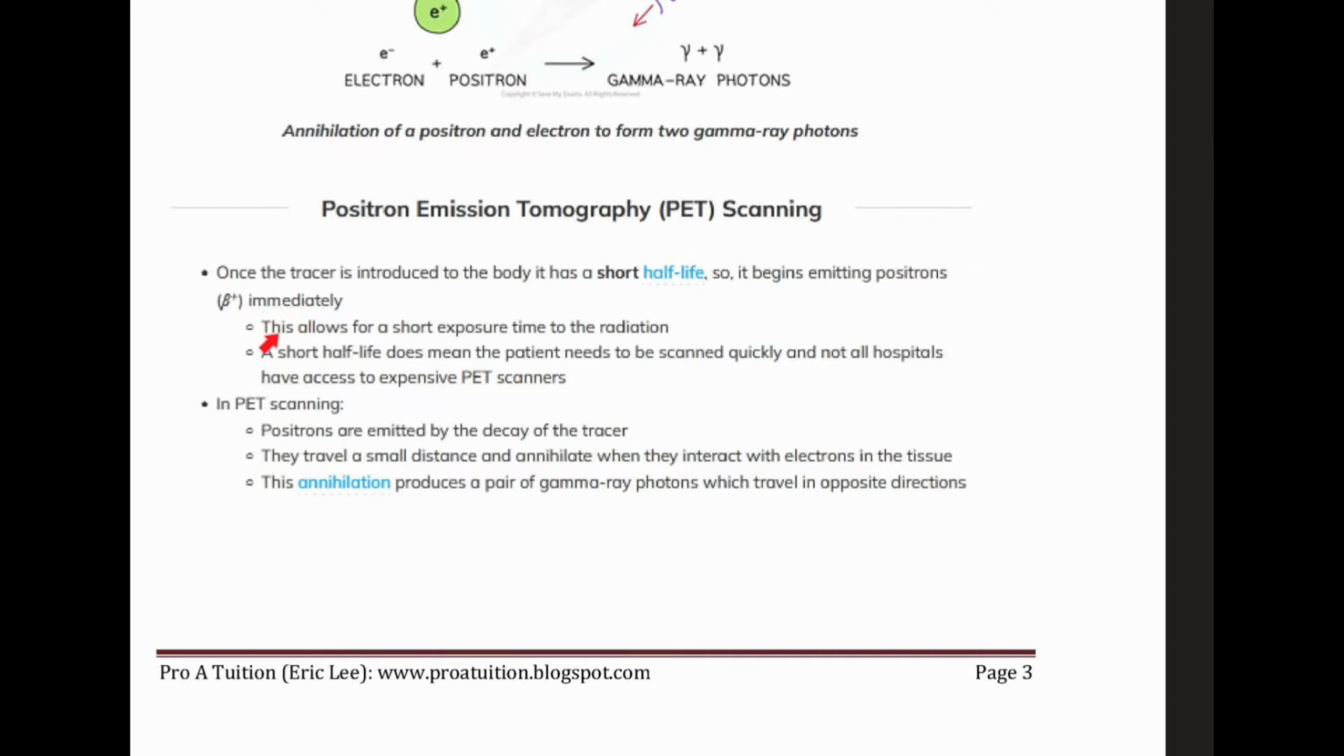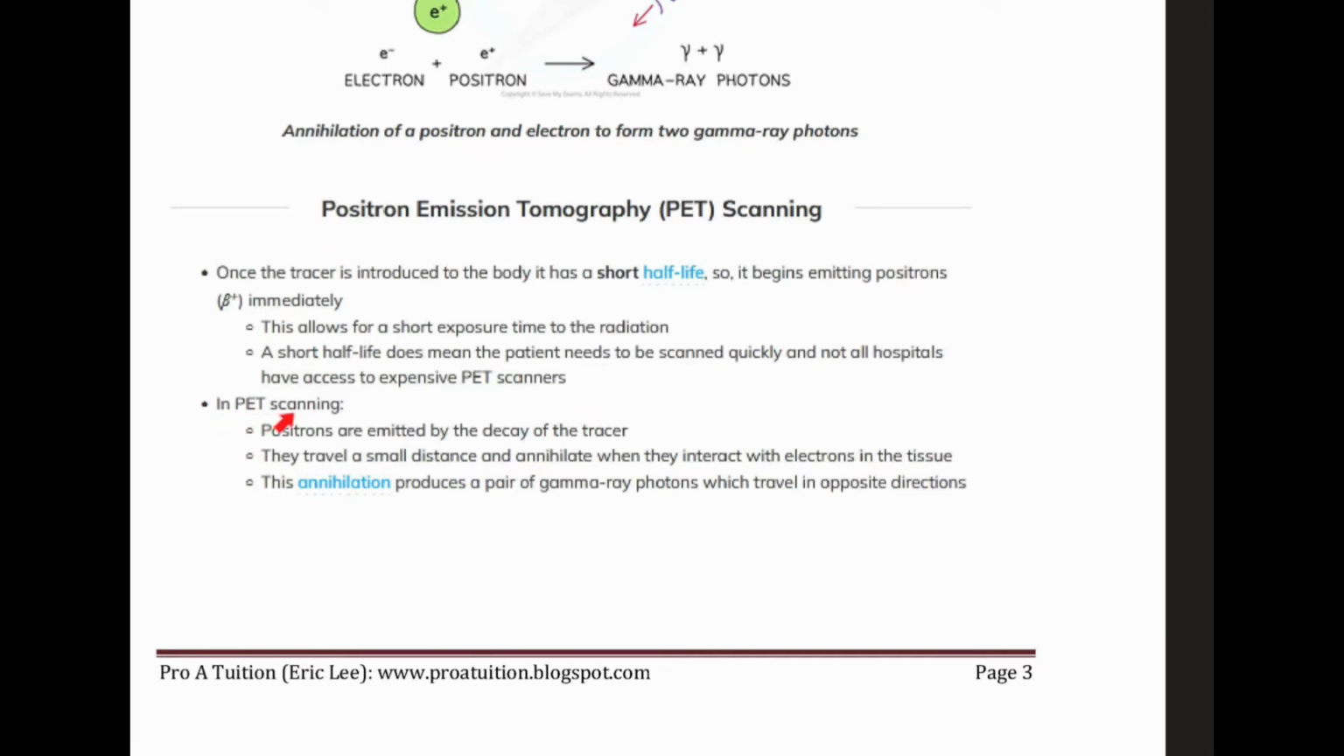Okay, so this allows for a short exposure time to the radiation. So the patient is not having long-term radioactive exposure. Okay, so a short half-life does mean the patient needs to be scanned quickly, and not all hospitals have access to expensive PET scanners.